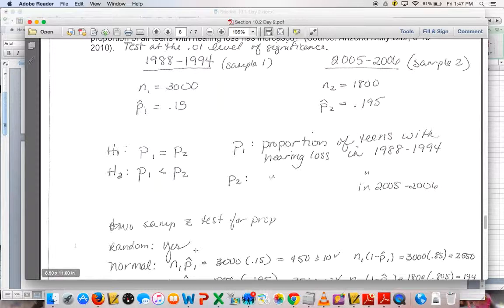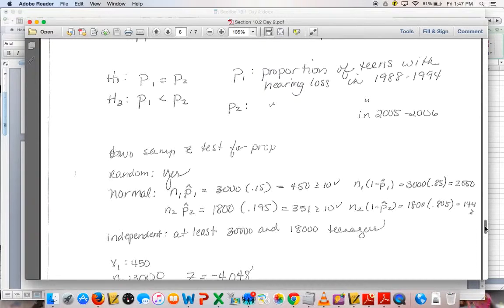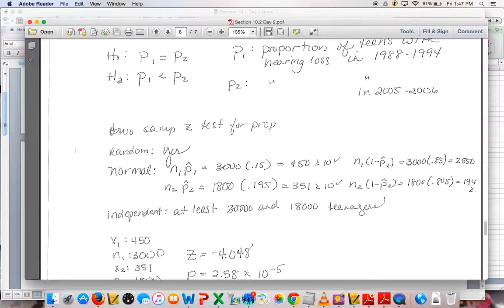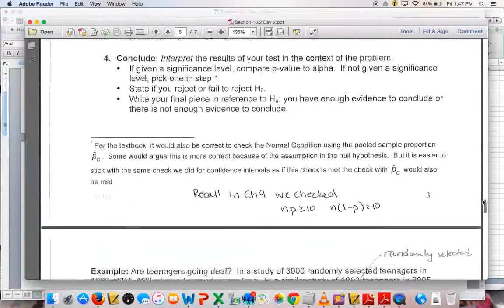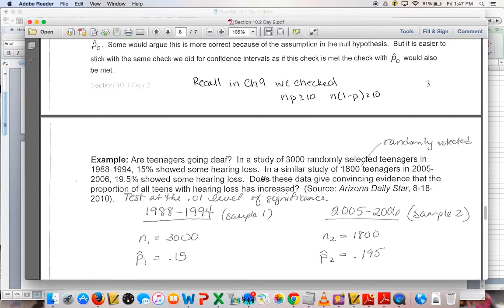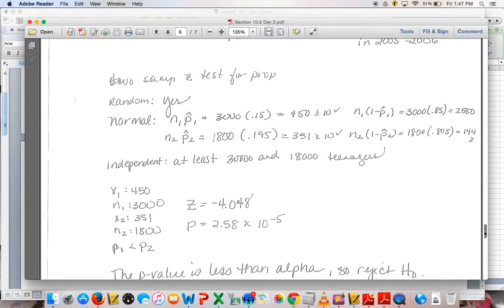There's my two samples, both of them are random. All right, the normal check. So this has been met here. So again, I'm just using that P hat here. Now for this independence check, one thing I'm missing here is I should have said that the samples are independent of each other. There is no way somebody who was a teenager in 1988 to 1994 could still be a teenager in 2005 to 2006. That just doesn't happen. So we should say the samples are independent of each other. They are independent, and then there would be at least this many teenagers and that many teenagers in those respective years. Here's my inputs. There's the direction of my alternative.